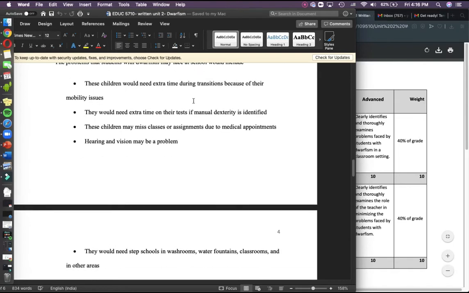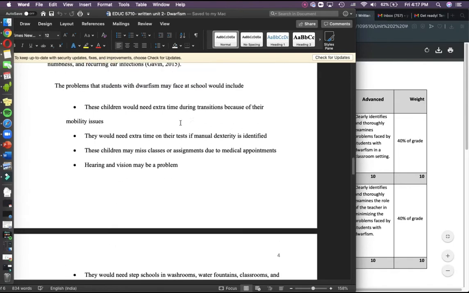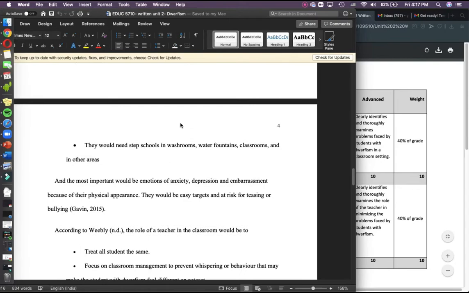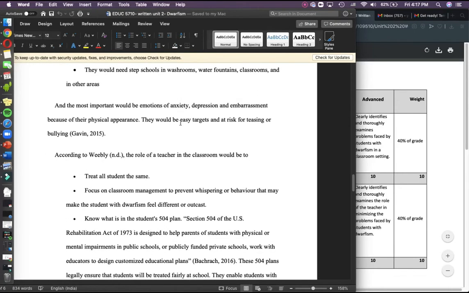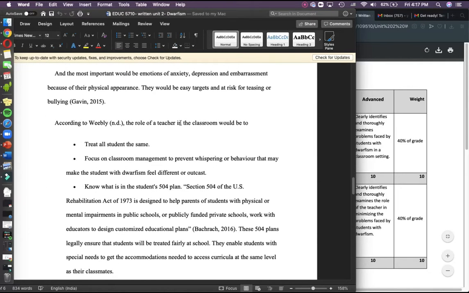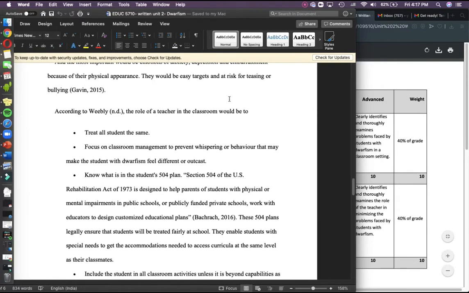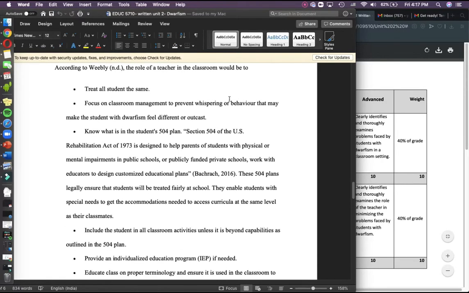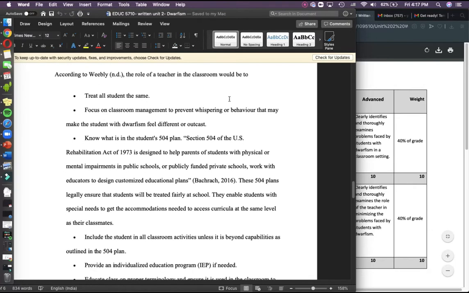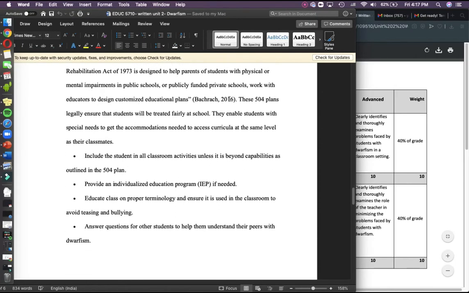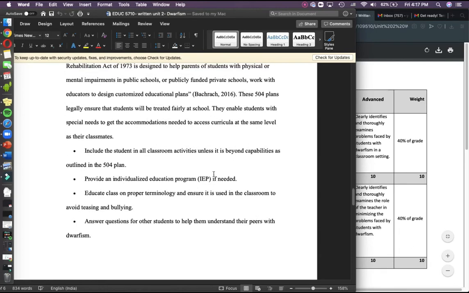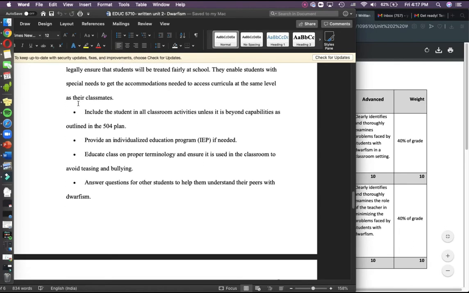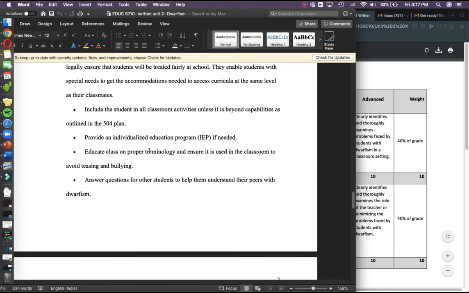And they continue with bullet points, which is all right for some people. Some students might deduct points from that. I typically would if they are doing it a lot, like this one. You could have easily explained that in a paragraph. But they do seem to understand the implications that dwarfism has in the classroom. So that is definitely a plus.